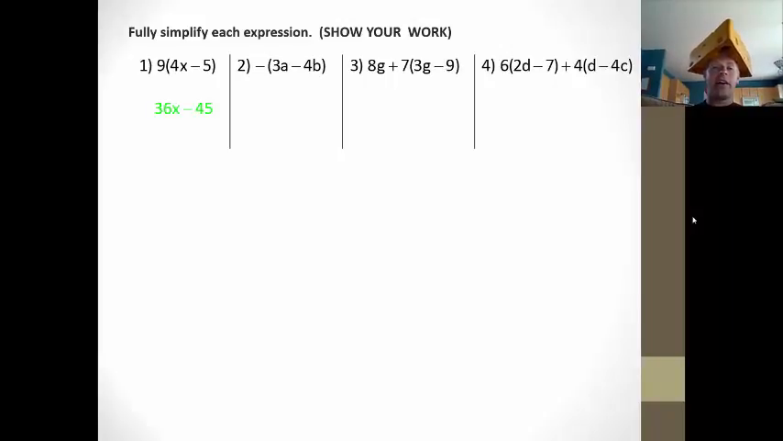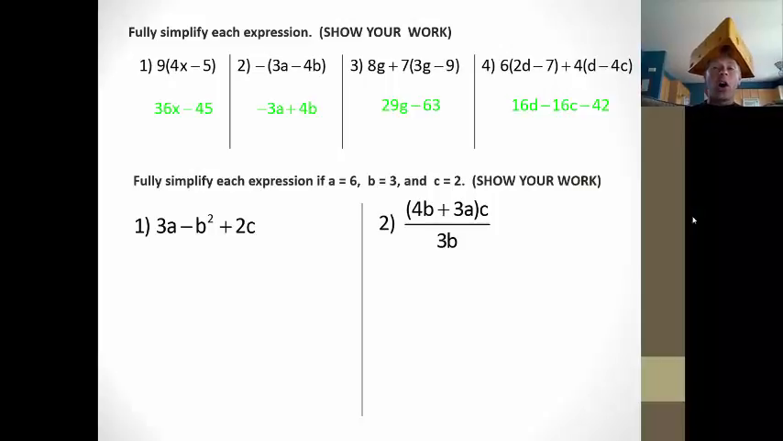And let's check our answers. We should have gotten 36x minus 45, negative 3a plus 4b. Remember, our Ninja 1 is actually out there with that negative. We would have gotten 29g minus 63 after we distributed and combined like terms. And in number 4, we would have gotten 16d minus 16c minus 42. So that's some practice with the distributive property.